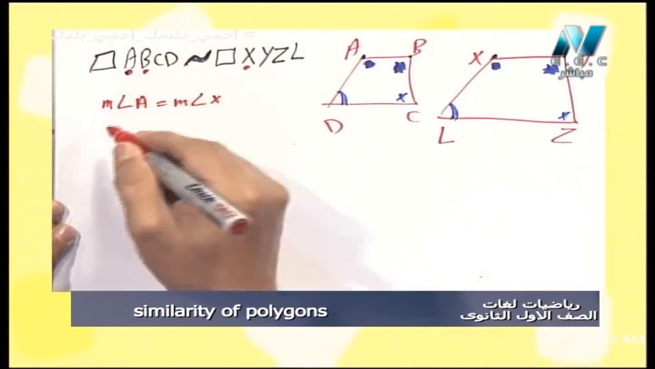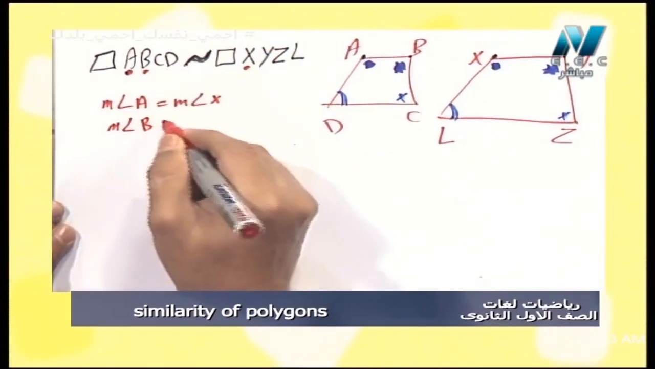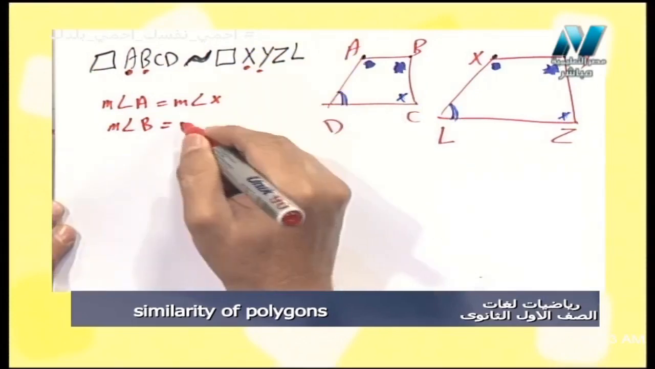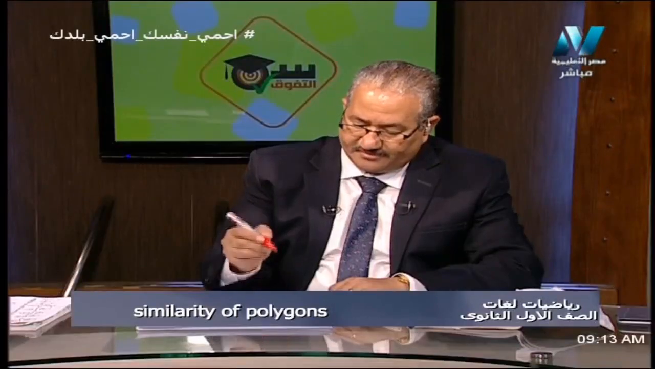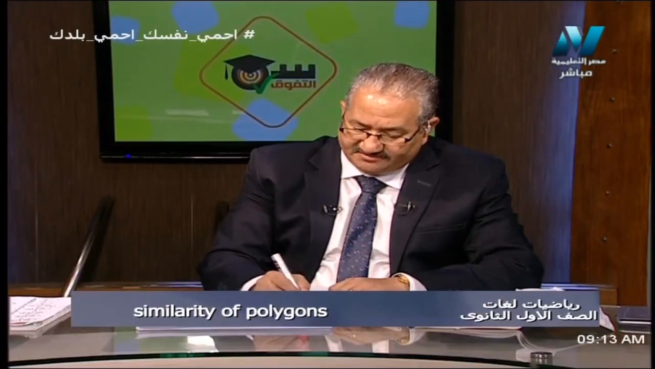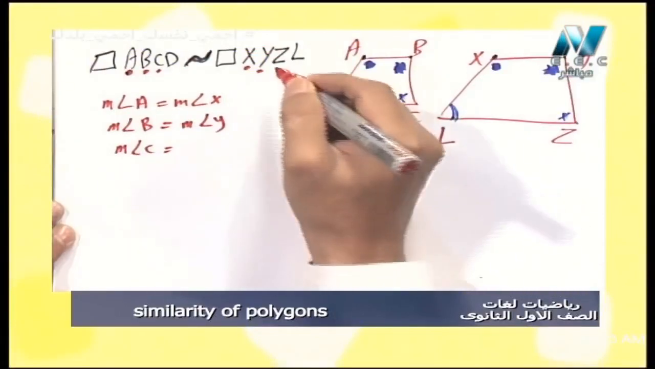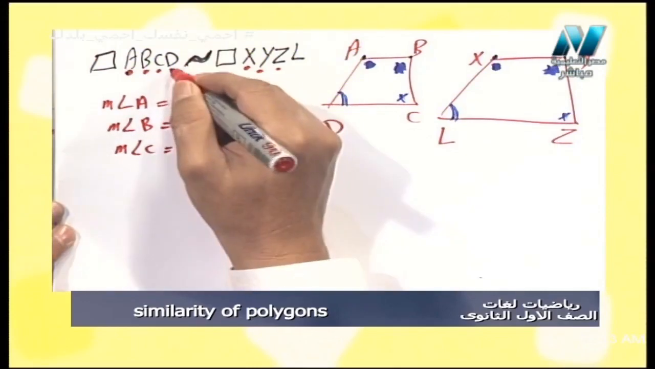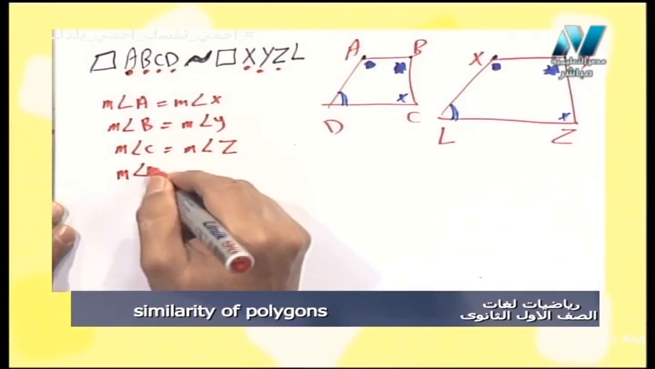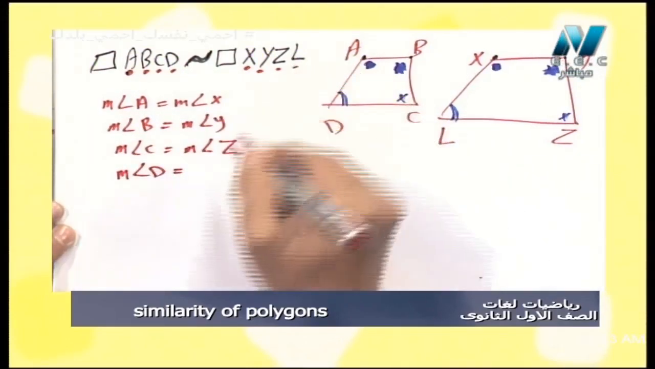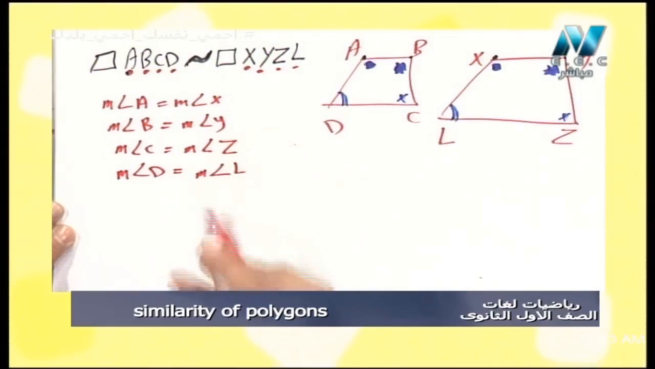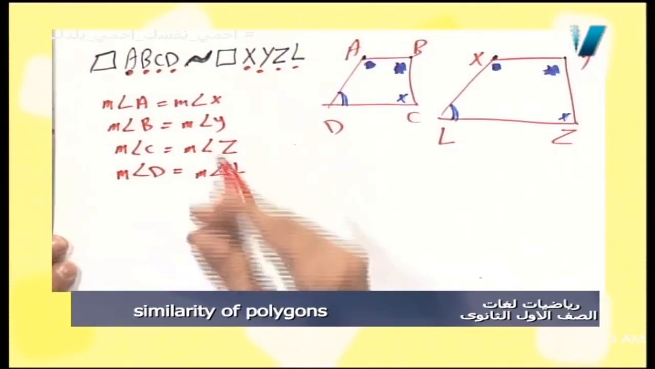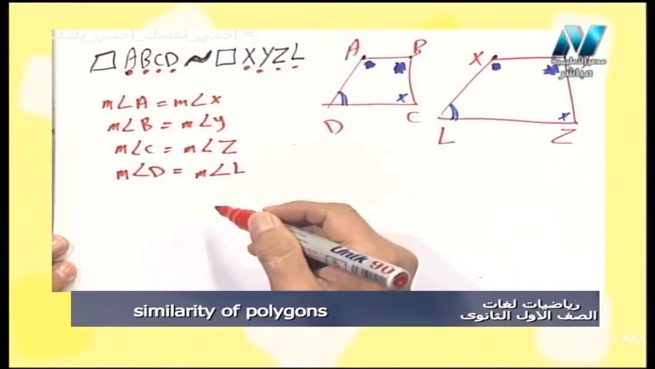Also, measure angle B equal to measure angle Y. Also, measure angle C equals measure angle Z. And finally, measure angle D equals measure angle L. So we have the first condition.